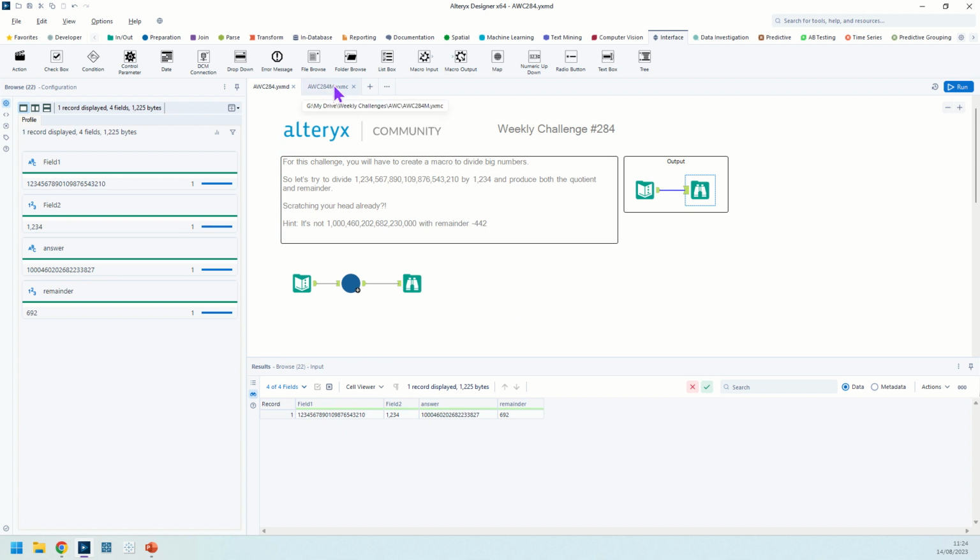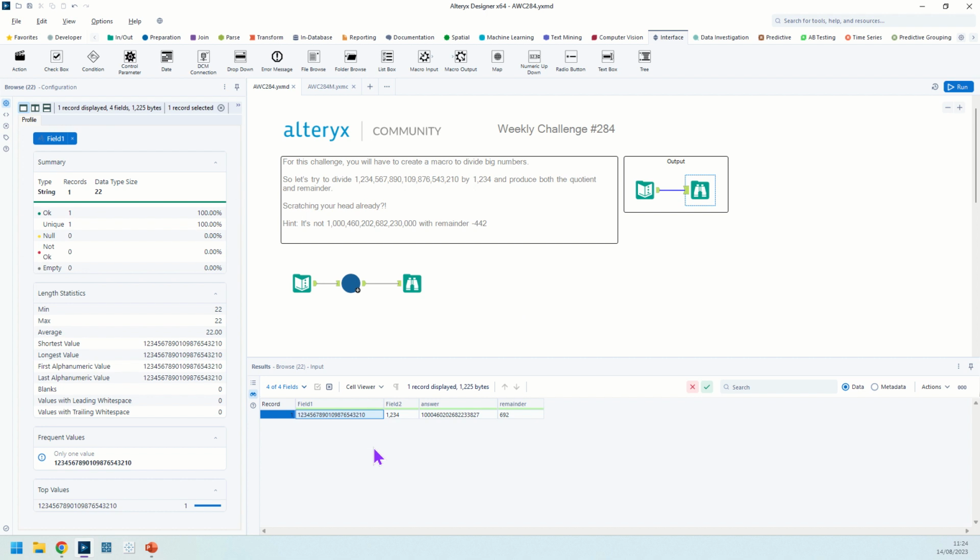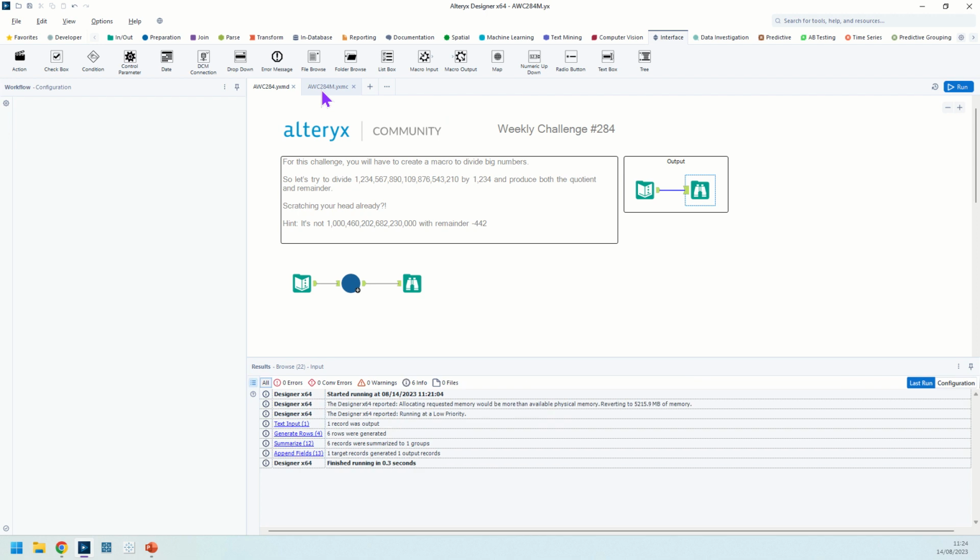So I basically went with the idea of long division. We break up this long number into different smaller segments so that we can do those divisions. So let's take a look at that.